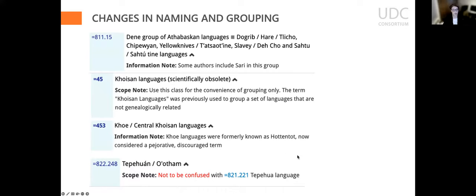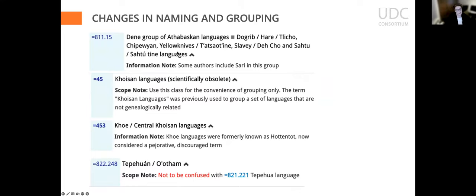You can see removal of pejorative terms in African languages and South American languages. You can see that some classes have to stay, some grouping, although they're scientifically obsolete, but you provide some context, and then you provide some notes that help in disambiguation of languages.